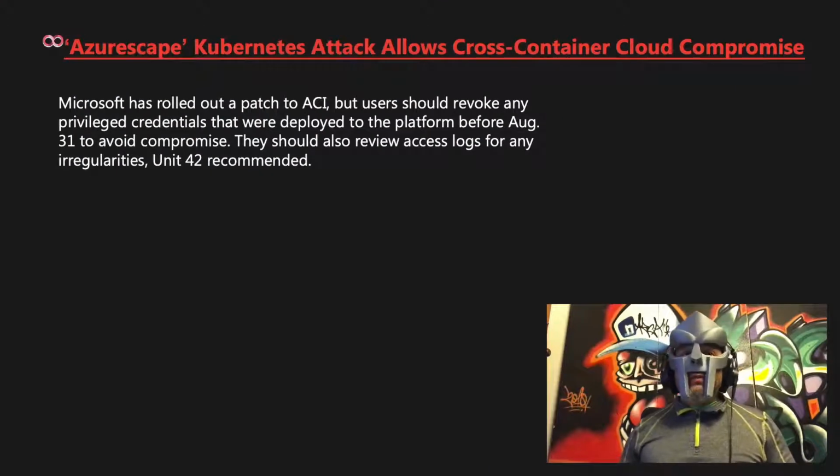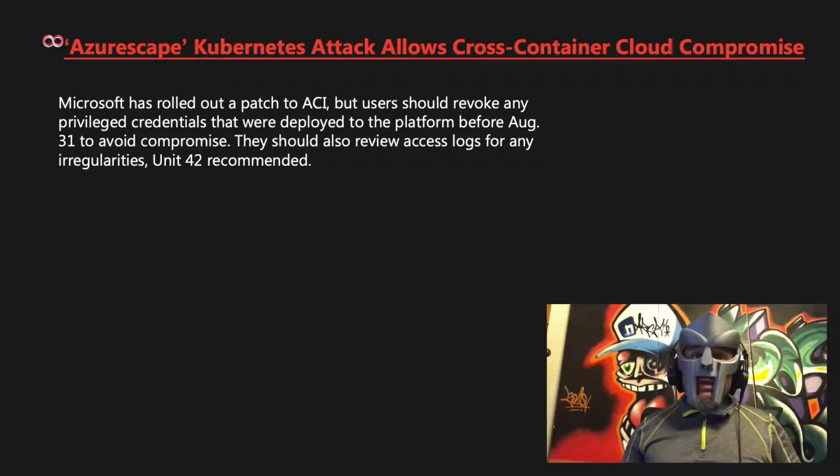Microsoft has rolled out a patch to ACI, but users should revoke any privileged credentials that were deployed to the platform before August 31st to avoid compromise. They should also review access logs for any irregularities, Unit 42 recommended.